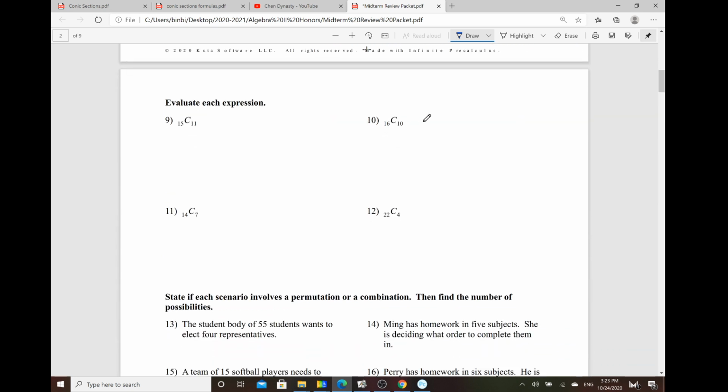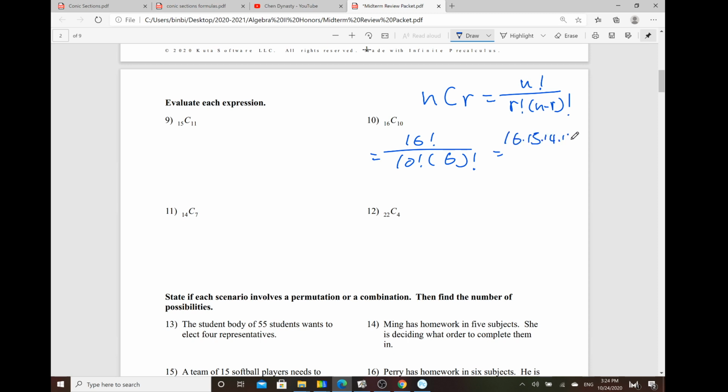So for combinations, it's always what? n choose r. The formula is n factorial over r factorial times the quantity n minus r factorial. So this one is 16 factorial over 10 factorial times 16 minus 10 factorial, which is what? 6 factorial. So try to expand it out. 16 times 15 times 14 times 13 times 12 times 11 times 10 factorial. So you stop at 10 factorial.